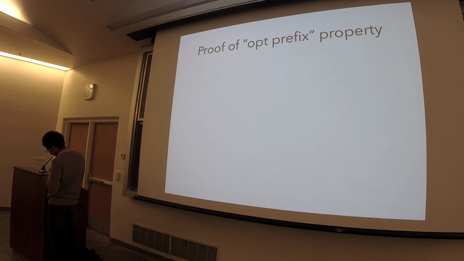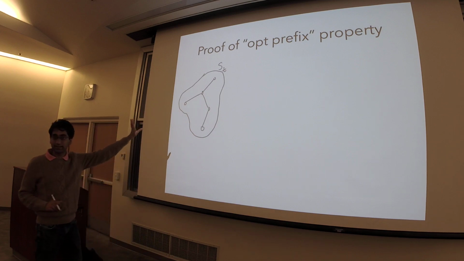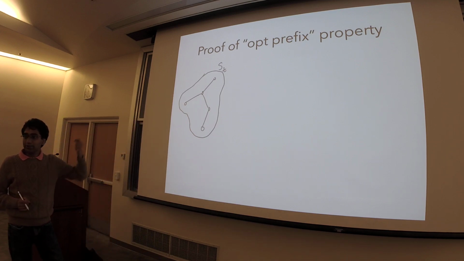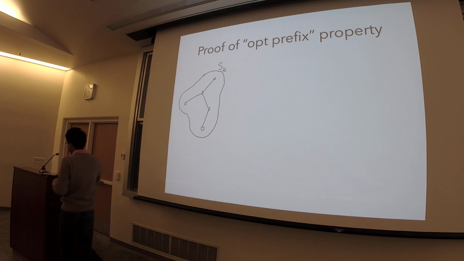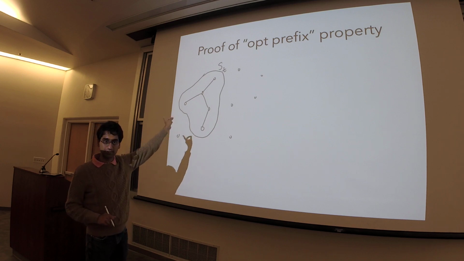So let me draw a candidate ST. Let's say this is my ST so far. And these are the edges I've chosen, and these are the vertices in ST at this point. Now I know that there are lots of other vertices outside. I know that there is some minimum spanning tree for the entire graph that contains this substructure. Okay.